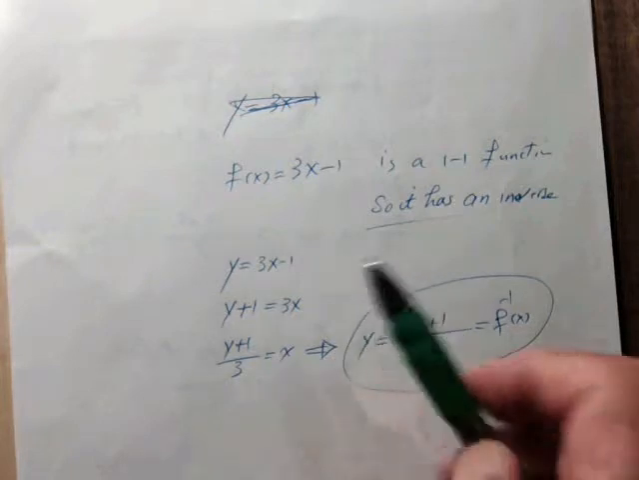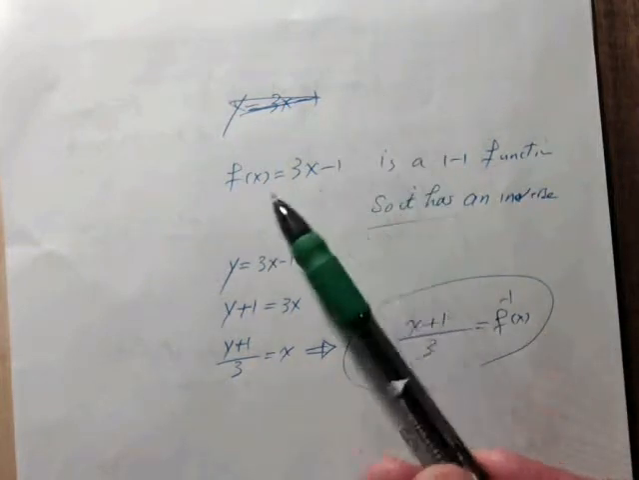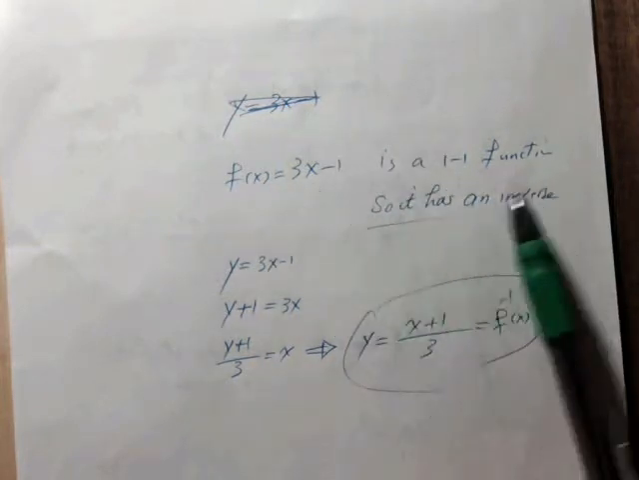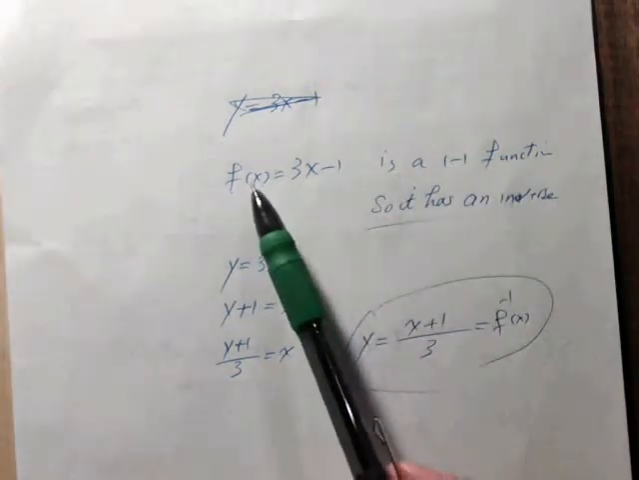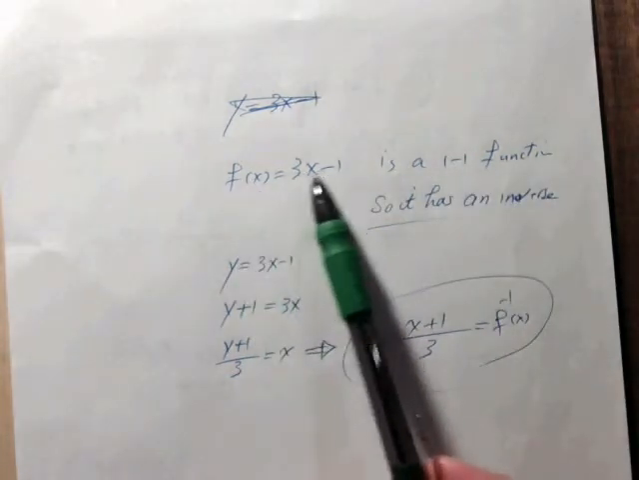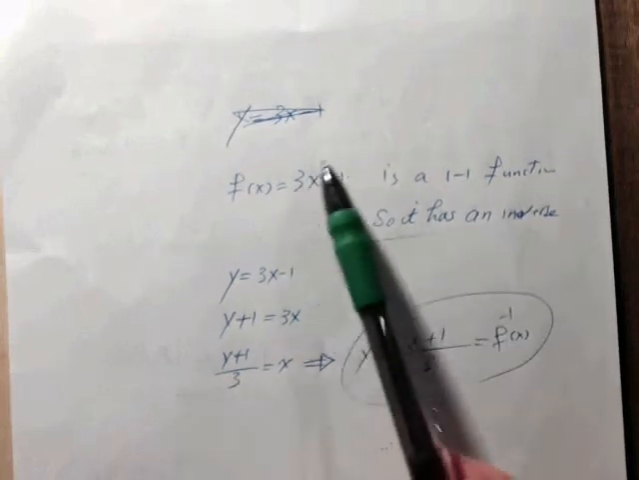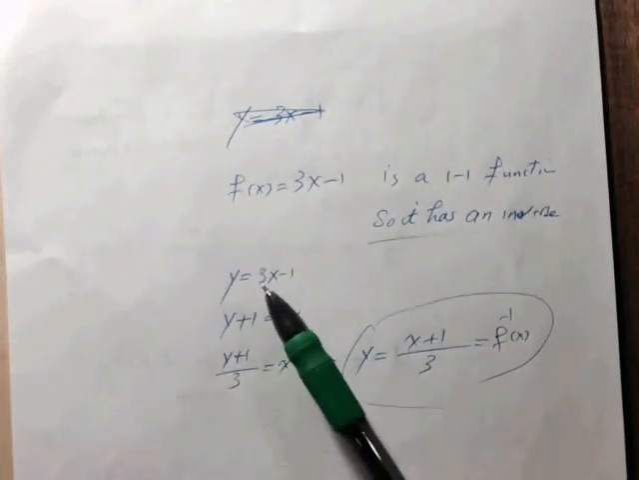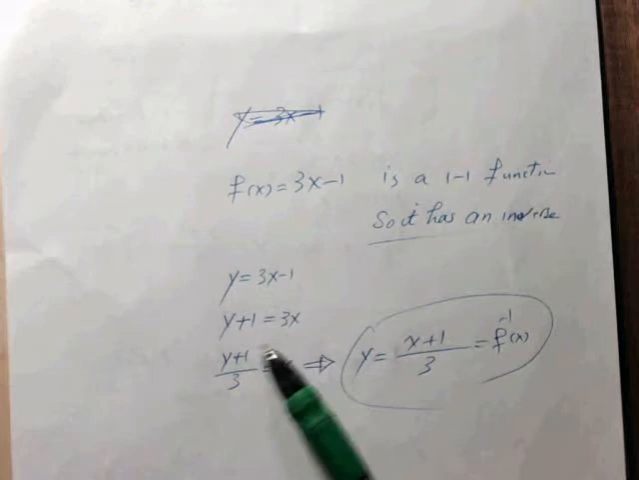One more time. Make sure your function is one-to-one, so it has an inverse. Then set y equal to 3x minus 1, in this case, whatever it is, and then solve for x in terms of y. Change x to y, y to x, then you get your inverse function. Okay, we had this idea.